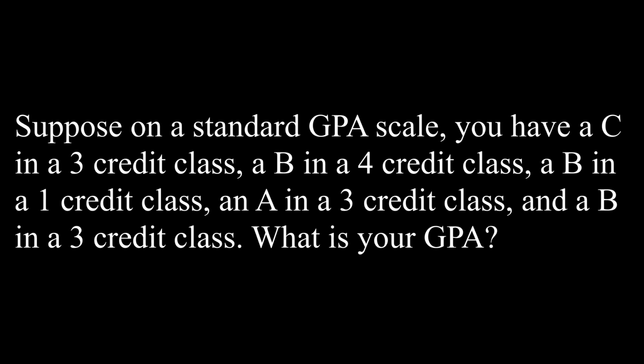Suppose on a standard GPA scale you have a C in a 3-credit class, a B in a 4-credit class, a B in a 1-credit class, and an A in a 3-credit class, and, I misspoke, a B in a 3-credit class. What is your GPA?